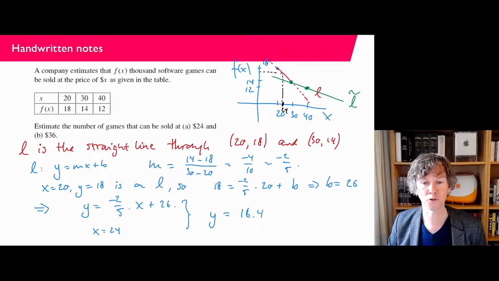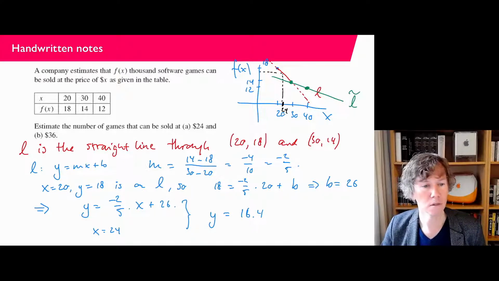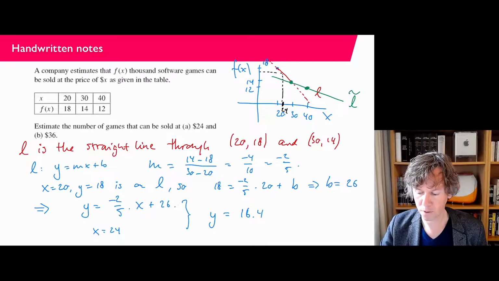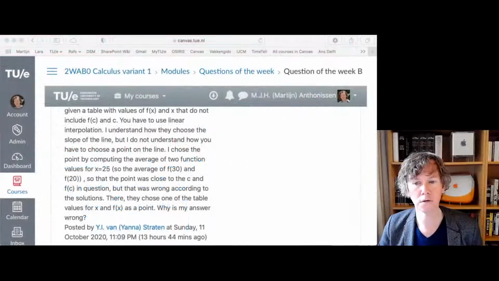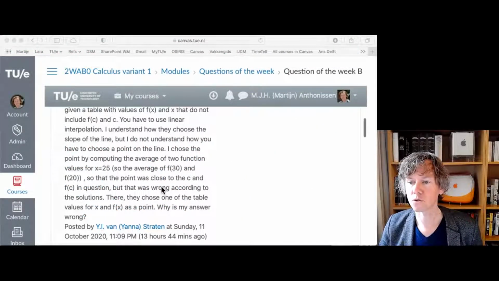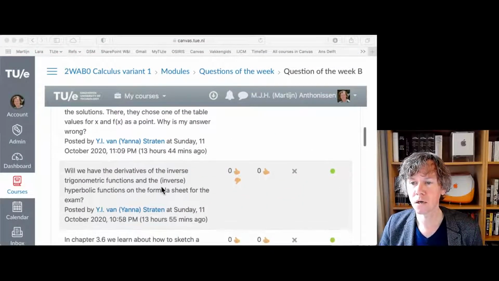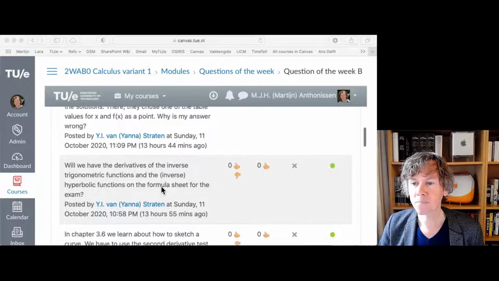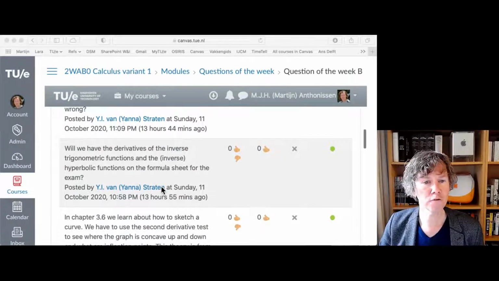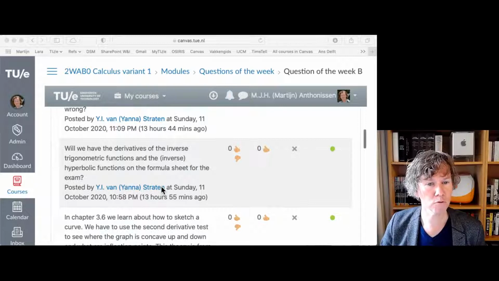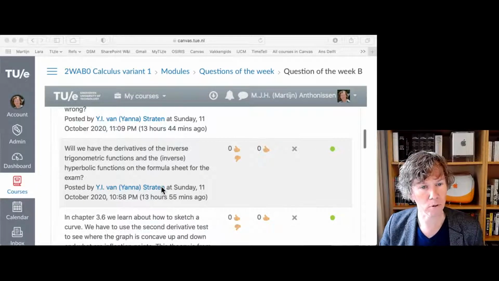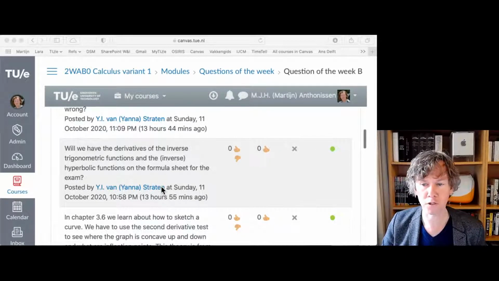Let me switch back to Canvas. Let me switch back to the questions here. So this was the question we just did. That's also interesting. Will we have the derivatives of the inverse trigonometric functions and the inverse hyperbolic functions on the formula sheet for the exam?